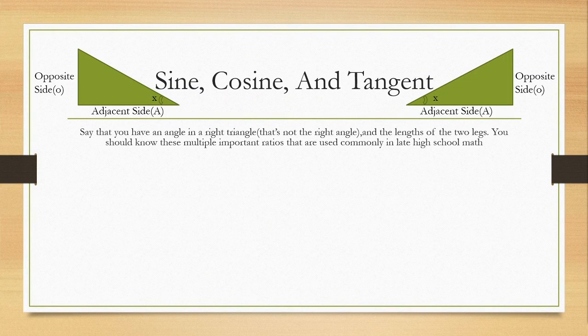Sine, cosine, and tangent. Say that you have an angle in a right triangle that's not the right angle, and the length of the two legs. You should know that these multiple important ratios are used commonly in high school math.